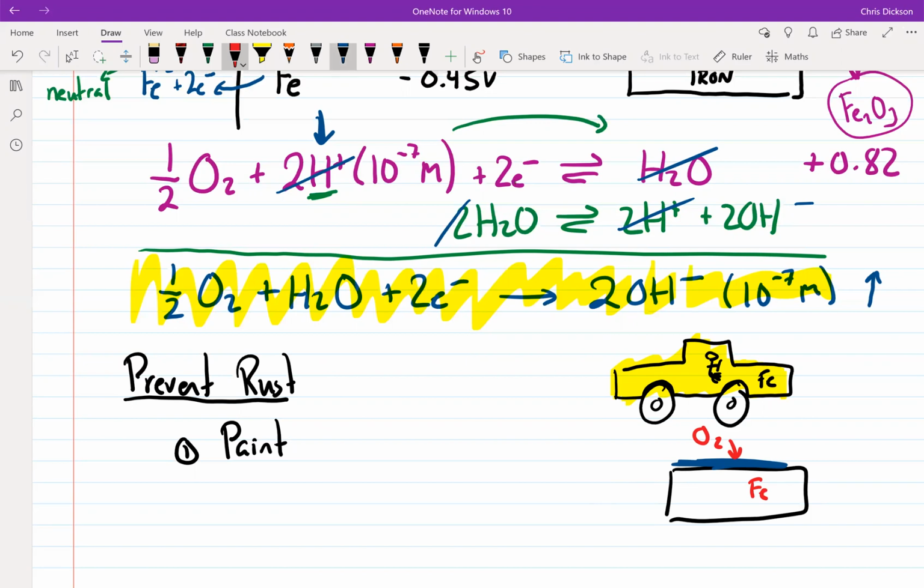The other way to prevent rusting is a process called galvanizing.